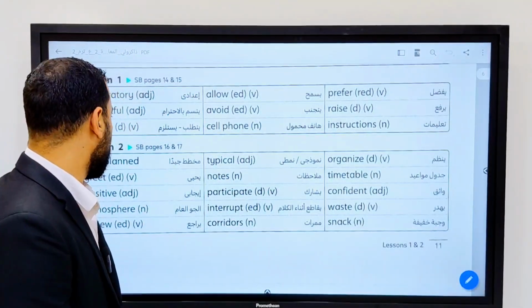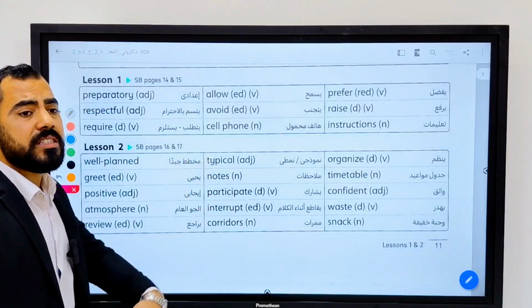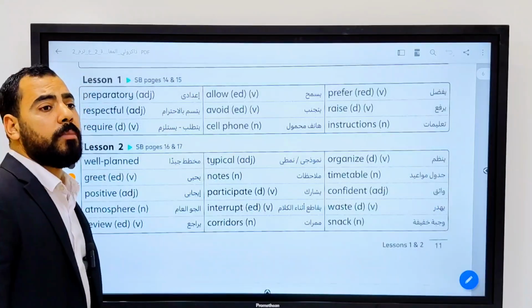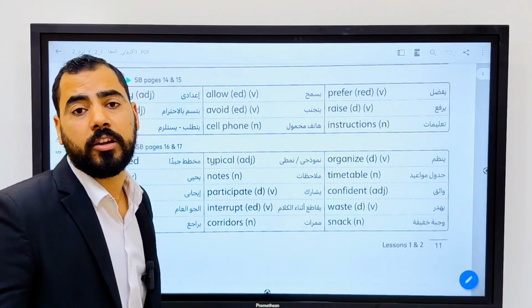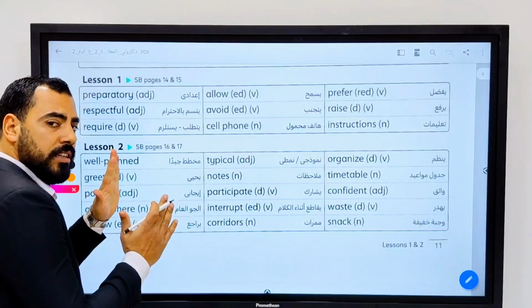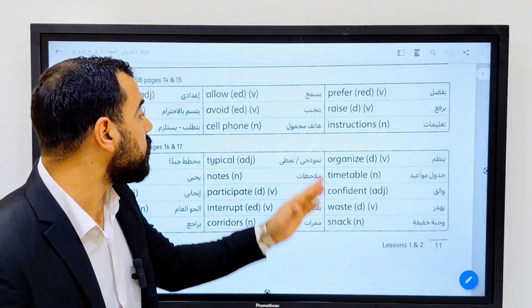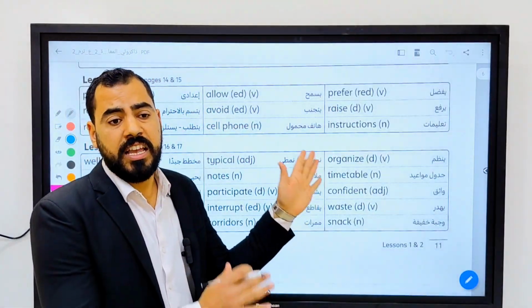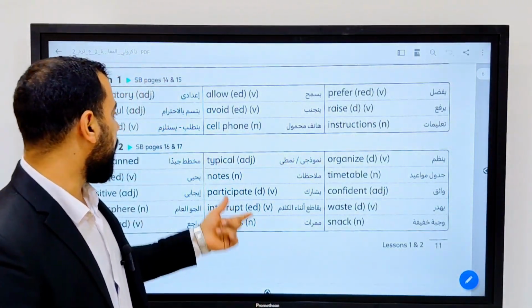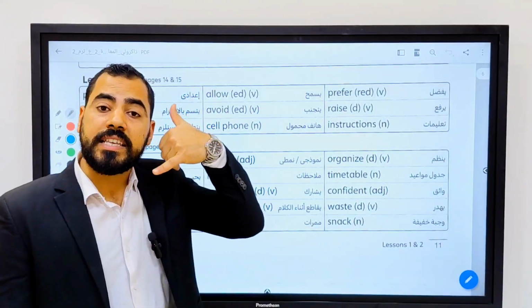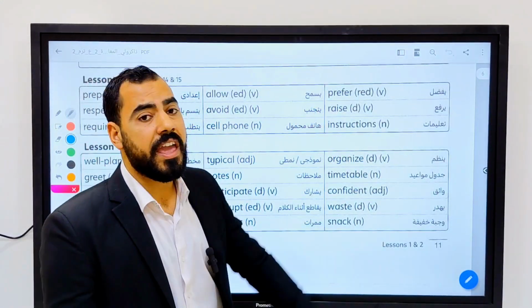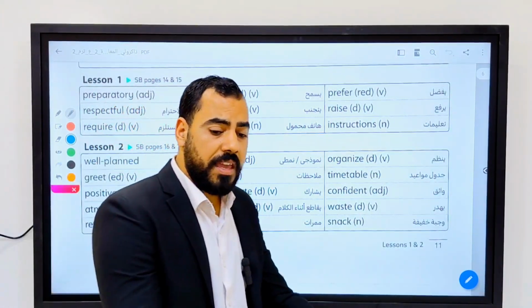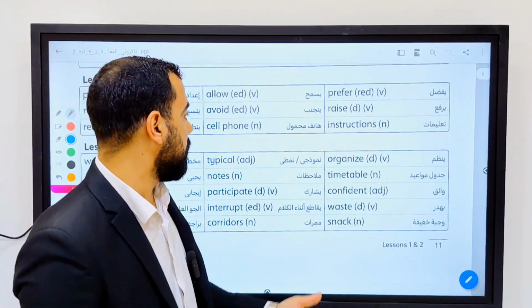Require. Allow means permit, to let people do something. For example, my mother doesn't allow me to use the cell phone for a long time. Avoid: when you study, try to avoid distraction that we have studied in the key vocabulary. Avoid distraction, stay away from something. Prefer: when you love something more than another one, that means that you prefer it.